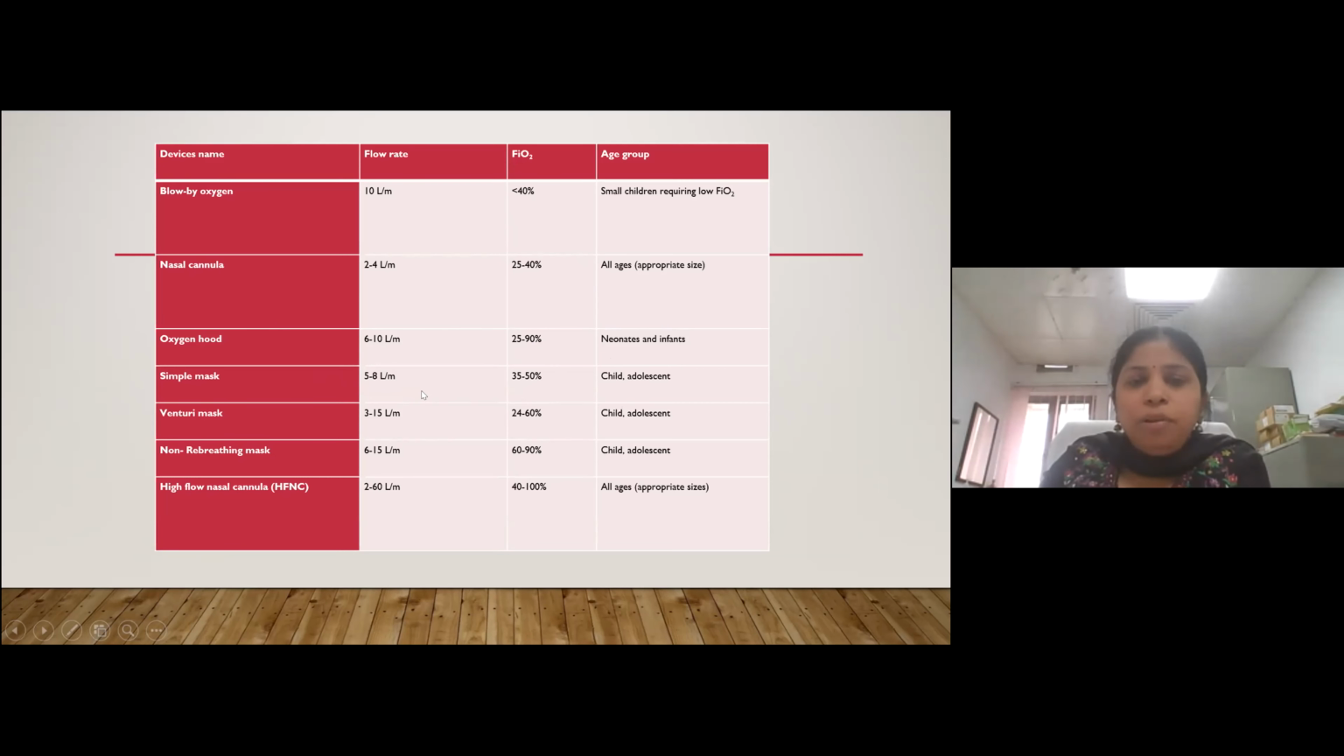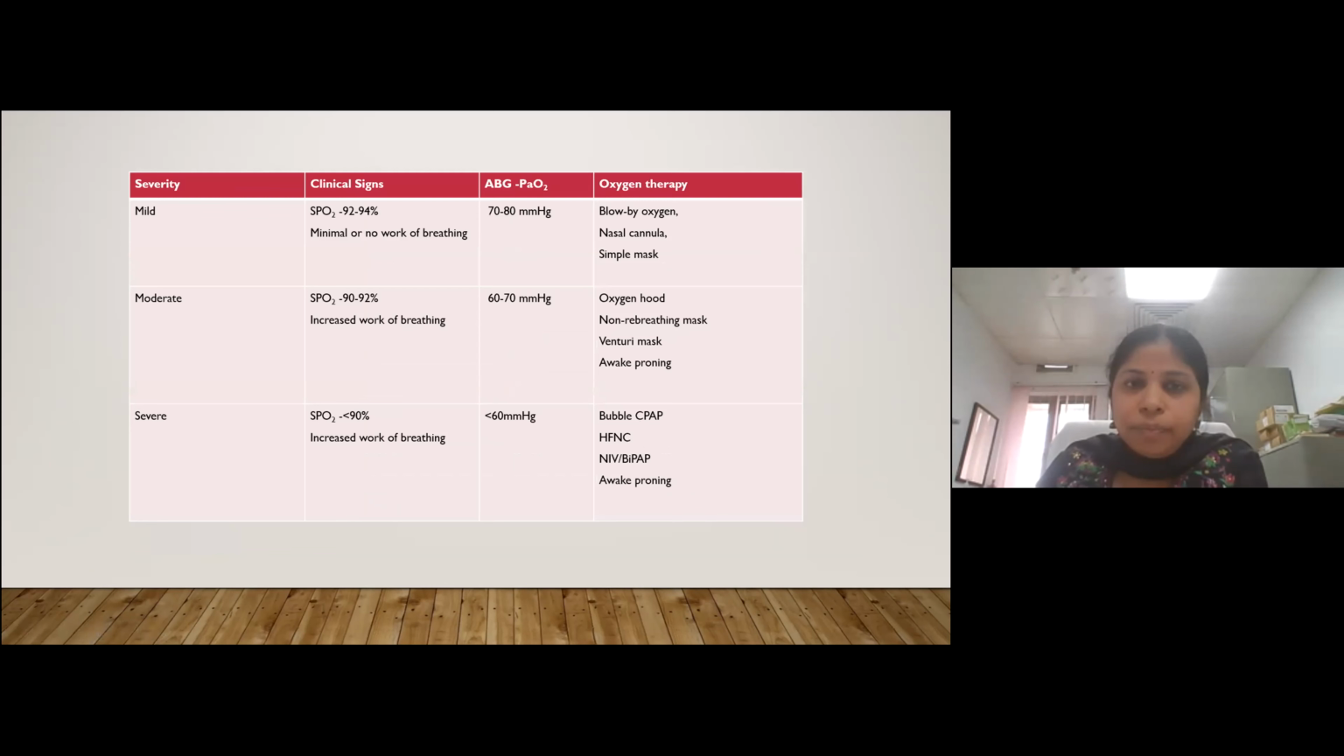Simple masks at 5 to 8 liters per minute, 35 to 50% FiO2, for child and adolescent. Venturi mask 3 to 15 liters per minute, range is 24 to 60% in child and adolescent. Non-rebreathing mask around 6 to 15 liters per minute, 60 to 90% FiO2, child and adolescent. And the high flow nasal cannula system, for the child, it is up to 2 to 20 liters per minute, and 40 to 100% oxygen can be delivered, and it is suitable for all ages.